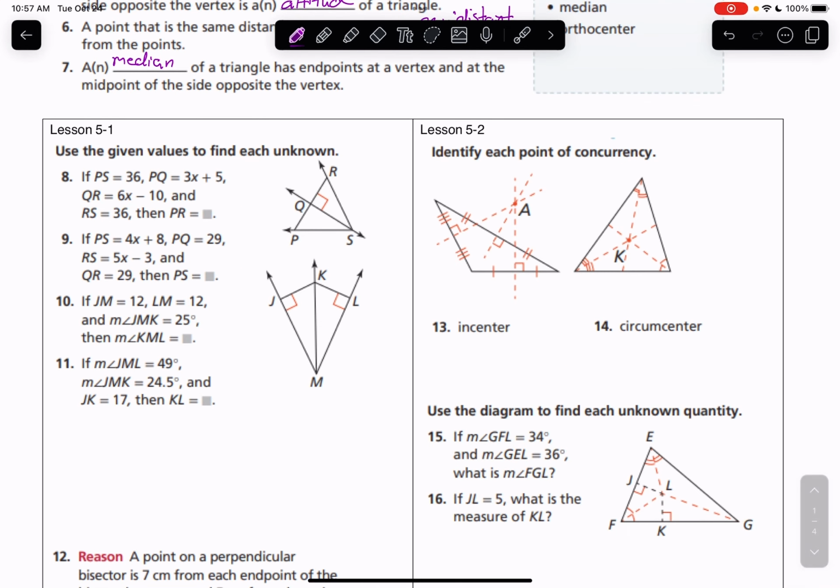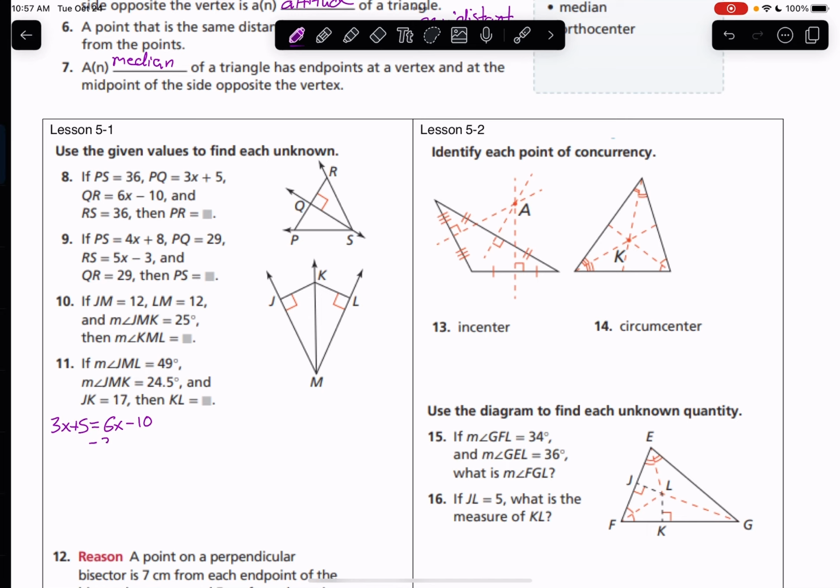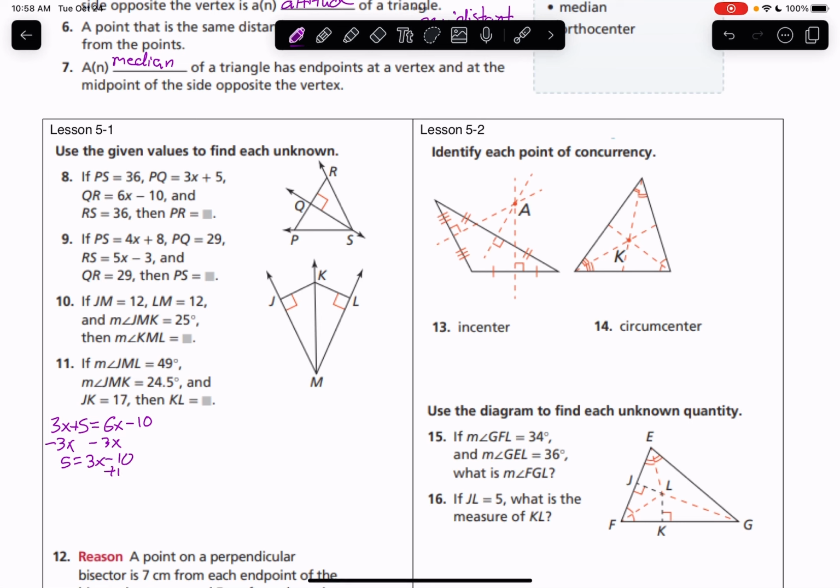Number 8, if PS equals 36, PQ equals 3x plus 5, QR equals 6x minus 10, and RS equals 36, that means that PQ and QR will be the same value. So 3x plus 5 equals 6x minus 10. And then we'll go ahead and solve. Sorry for the tiny writing. 5 equals x. 15 divided by 3 is 5.